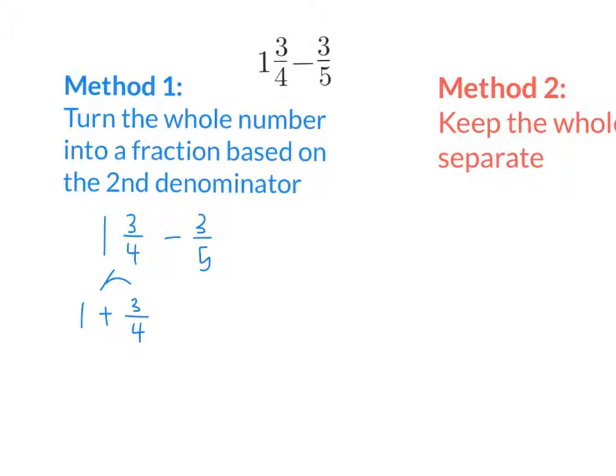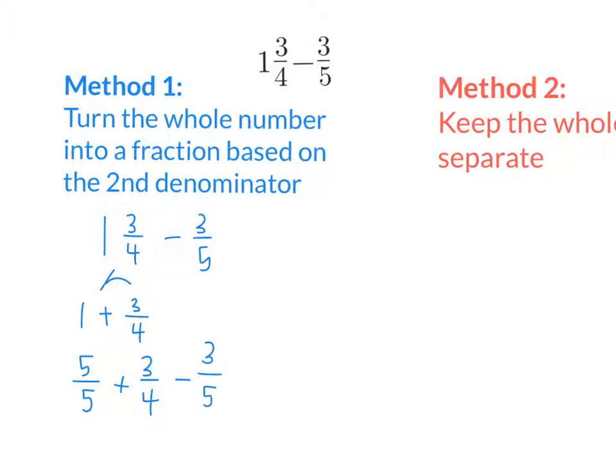So instead of calling it 1, what if I call it 5/5? Is that still 1? Yeah. Did I change the value at all? No. So 5/5 plus 3/4. Do you guys agree that's 1 3/4? Right? And don't forget, I still have this part, minus 3/5.